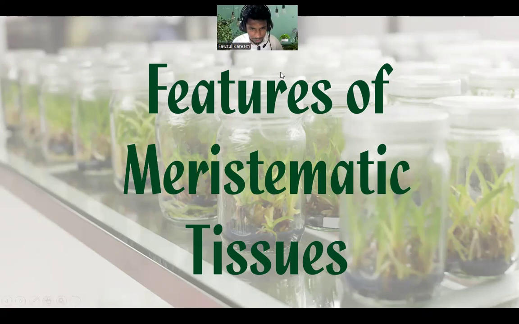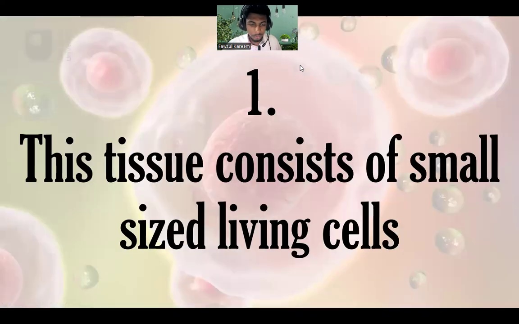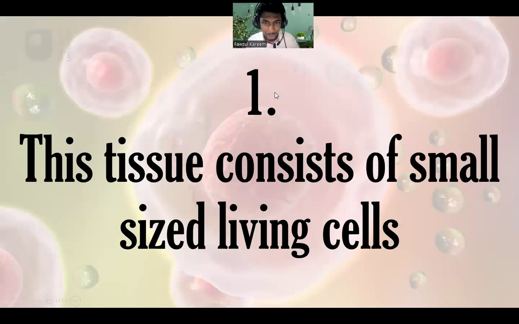Okay. Now we are going to discuss the features of the meristematic tissue. First one: the tissue consists of small size cells. We'll check whether it is correct or wrong.